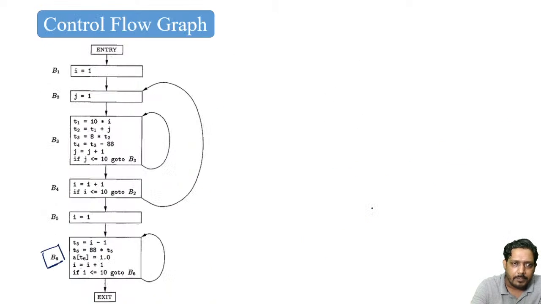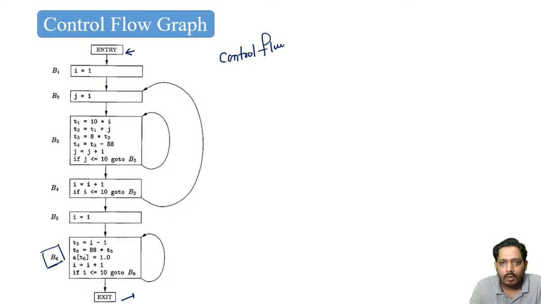This is a flow graph, and you add 2 points, an entry point and an exit point. You add 2 points where the control enters and where it will exit, and the same flow graph will become a control flow graph. But do not forget to add these two nodes, entry and exit. This becomes your control flow graph.